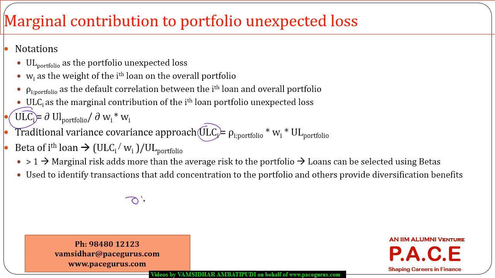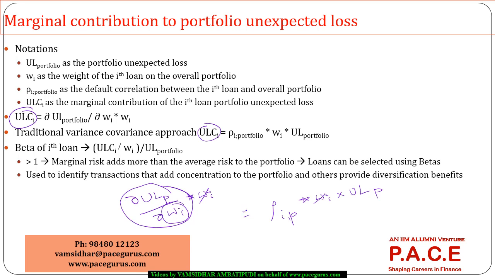Now if you really see these two things, in both cases I am talking about UL_Ci. So ∂UL_P/∂W_i multiplied by W_i is one method. Then I also have ρ_iP multiplied by W_i into the unexpected loss of the portfolio. When I really look at this mechanism, I could see that the change in the unexpected loss of the portfolio with respect to the change in the weight is the same as the default correlation between the ith loan and the portfolio as a whole, multiplied by the unexpected loss of the overall portfolio.